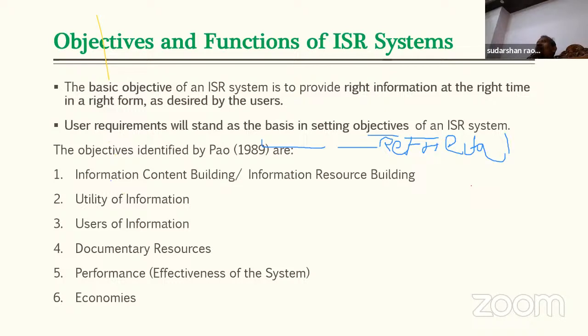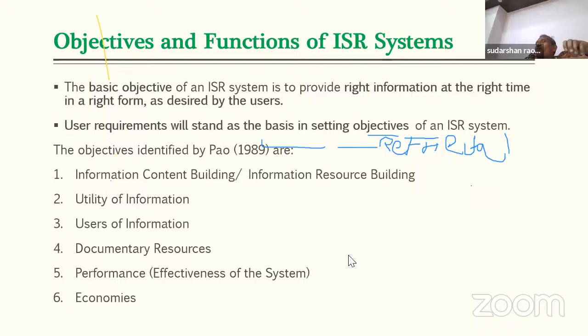Now, the objectives are always dependent on the user requirement. Okay, who are your users? In which subject field do they ask information? They are all doctors, medical people. What information do they want? They don't want novels, and they don't want history or geography or economics. They want all medical information, basically, primarily. Correct? So what information do they want?